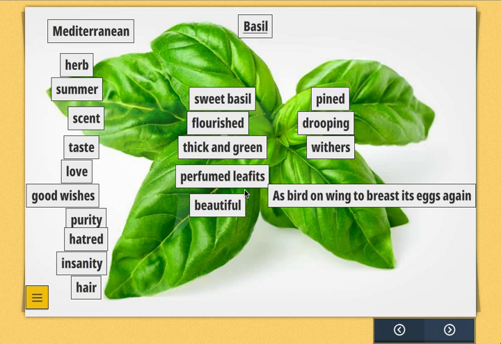And when she does have to leave it, we're told that she returns as a bird on wing to breast its eggs again. So that idea that she can never be parted from it for too long, but when she does leave, she has to come back to it as a mother bird would have to come to tend and feed its young eggs or young chicks again. So we are left with this image of her withering, almost sacrificing herself, but at the same time giving life. So in some way she perhaps does fulfill that role that we said earlier on she moves away from, she deviates from, and she transgresses the boundaries of.